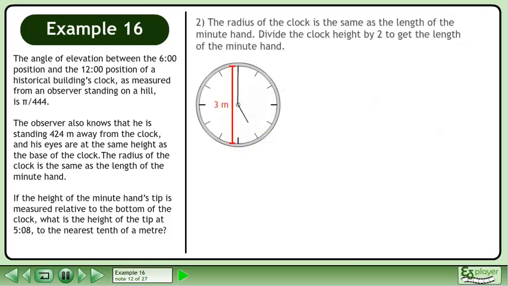Now we'll move on to the second step in our strategy. The radius of the clock is the same as the length of the minute hand. Divide the clock height by 2 to get the length of the minute hand. The minute hand is 1.5 meters long.